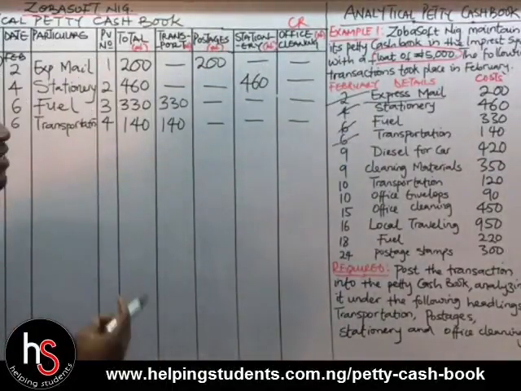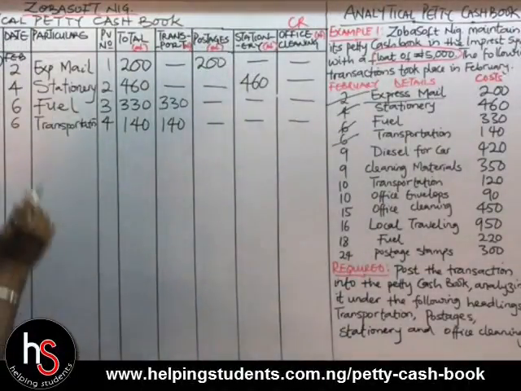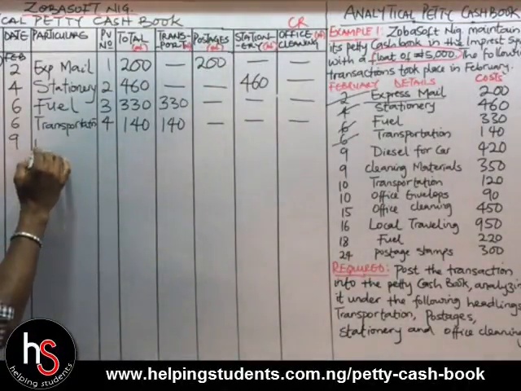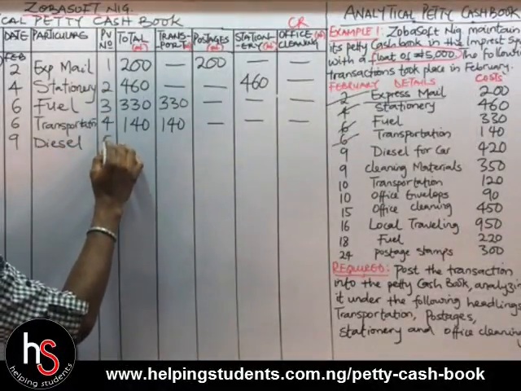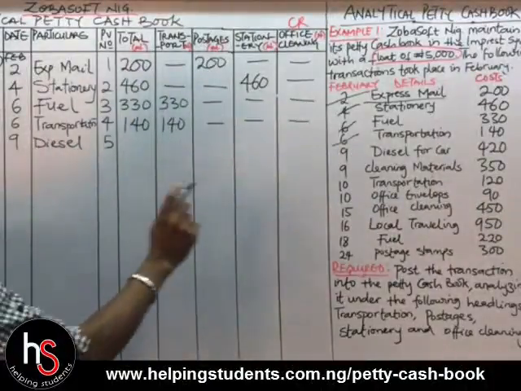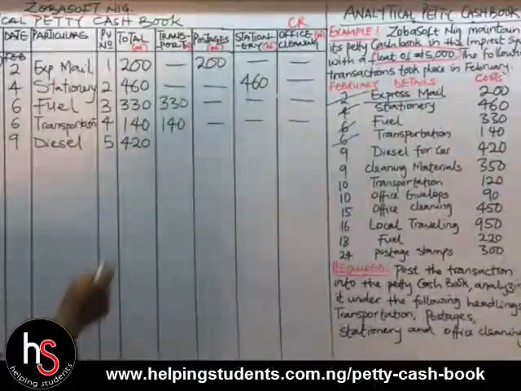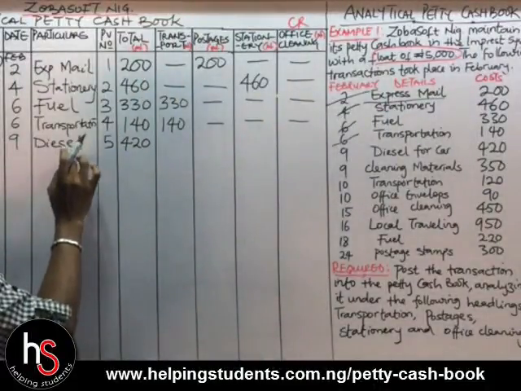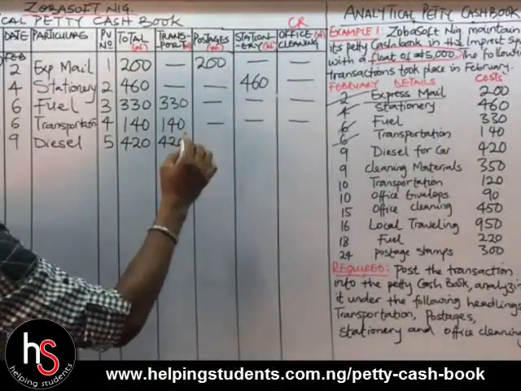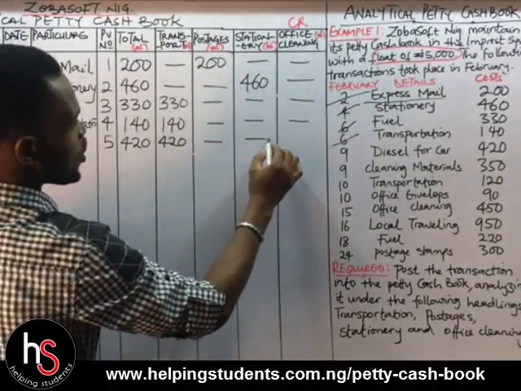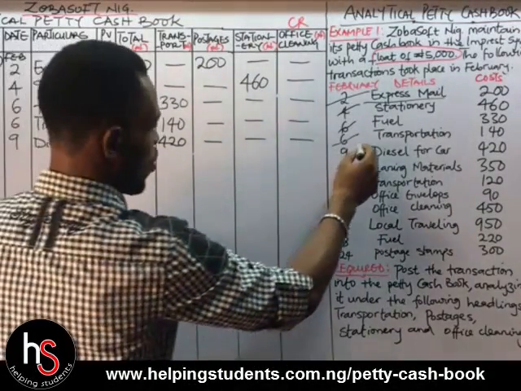The next one says diesel for car, 420 naira on the 9th. So February 9th, we have diesel. So PV number will be 5. Total, how much is the total for this diesel? 420. Transportation, yes. Diesel has a relationship with what? Transportation. So we have 420. Postages, no. Stationery, no. Office cleaning, no entry. Okay? We are done with this.